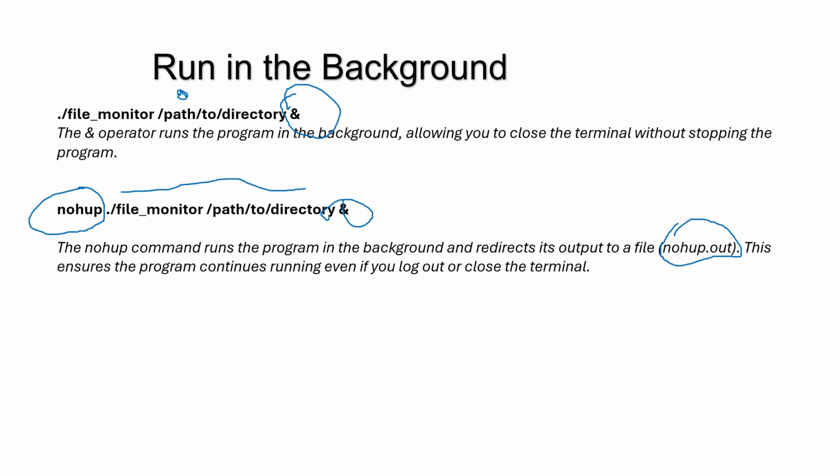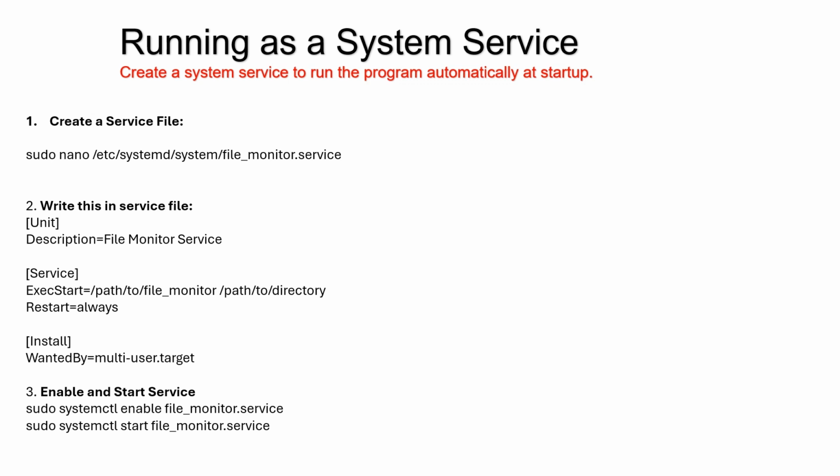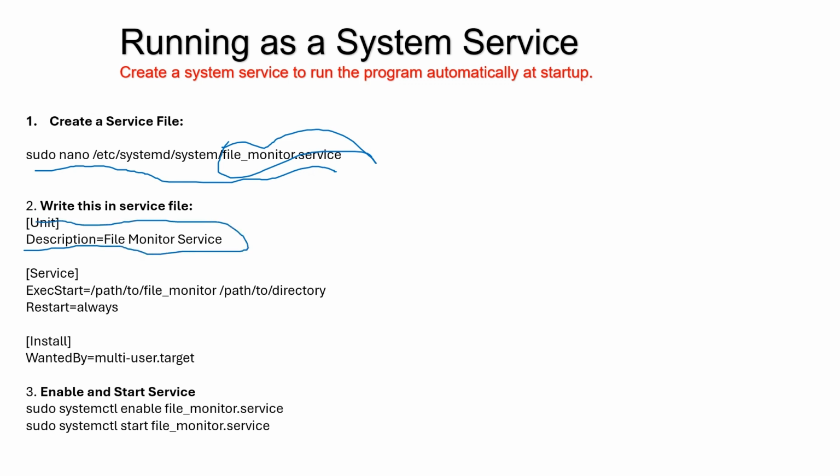Now you can also run it as a system service. This will run it automatically as a startup. You have to create a service file. These are the commands. Sudo, you need to have administrative privileges. You can call the service anything you want, .service. In the service file, you're going to write all this stuff, all of it.